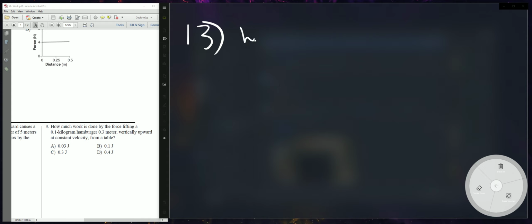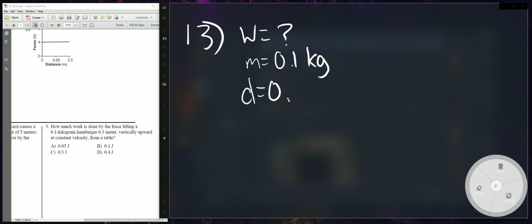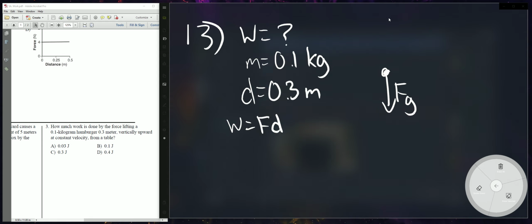So the question says how much work is done by lifting a 0.1 kg hamburger 0.3 meters vertically upward at a constant velocity. We know that work is force times distance, but we don't really have a force here. If we think about it, what's acting on this hamburger? There's a force of gravity acting on that hamburger, and there's a force lifting the hamburger up, and we're going to call that the applied force.